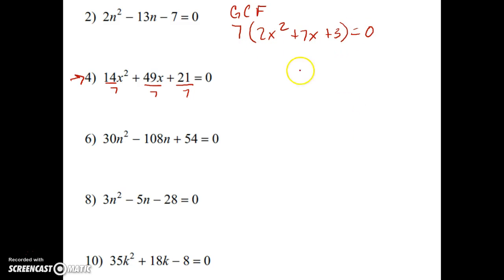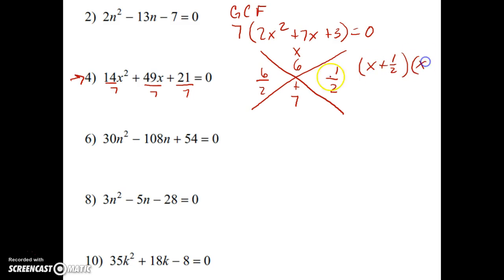Now I can factor this. The way that I factor it with my graphic organizer is I say I need to add to b, which is 7. I'm going to divide by a, which is 2. And I'm going to multiply to a times c. 2 times 3 is 6. What numbers multiply to 6 and add to 7? 6 and 1. So I have my factors. I know it's going to be x plus 1/2, and it's going to be x plus 6 divided by 2, which is 3. That is equal to 0, but I don't have space for that, so I'll go ahead and write each factor.